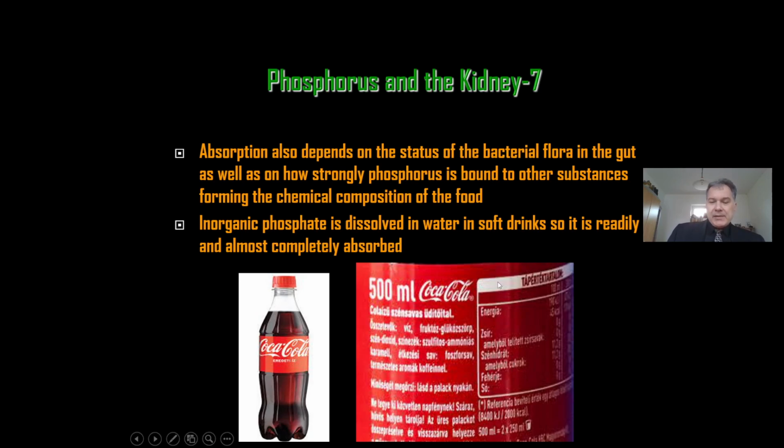So what happens is that here, phosphorus is dissolved in water. So we call this inorganic phosphorus. And whenever phosphorus is dissolved in something, it is very easy to absorb it. So the same thing happens as with fructose glucose syrup.